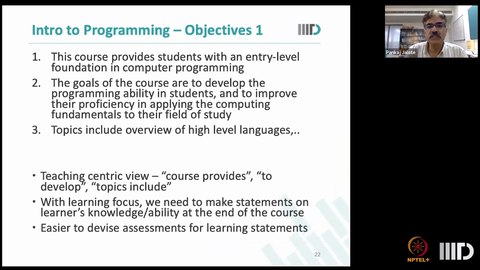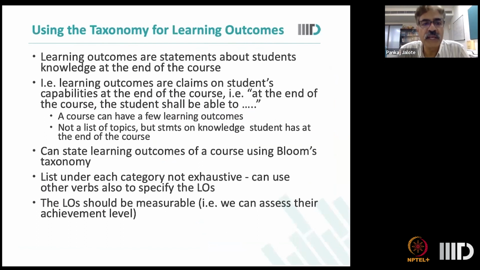So we'll do these exercises, but before that, let me give you a little more on how you use Bloom's taxonomy for establishing learning outcomes. Learning outcomes, as we know, are statements about the student's knowledge and claims on the student's knowledge. As I mentioned, the course can have a few learning outcomes, half a dozen or so. It's not a list of topics. It is about what the student understands and what the capabilities are. And you can use Bloom's taxonomy.